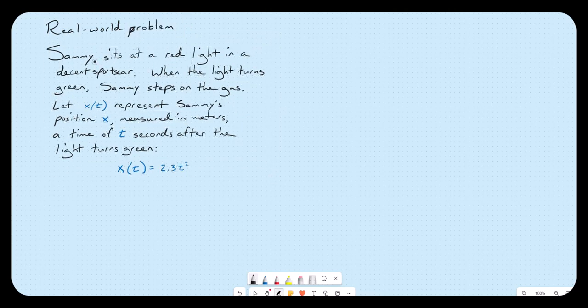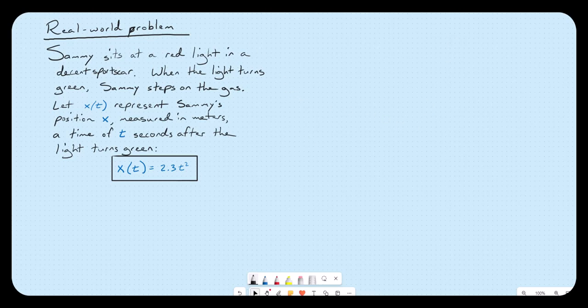I'm going to say Sammy sits at a red light in a decent sports car. When the light turns green, Sammy steps on the gas. Let x of t represent Sammy's position x, measured in meters, a time of t seconds after the light turns green. And here's my function, x of t equals 2.3 t squared. So then I can ask a number of different questions with this.